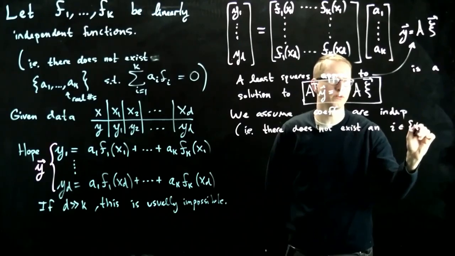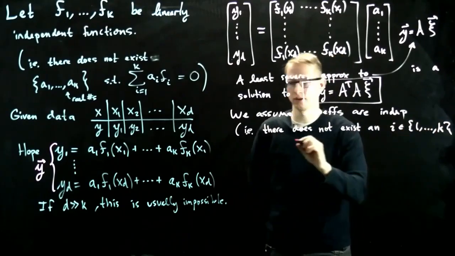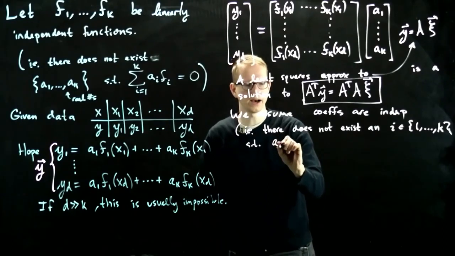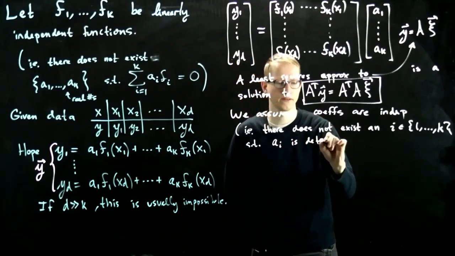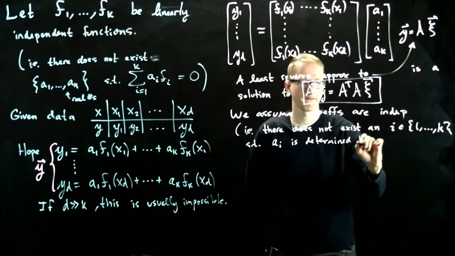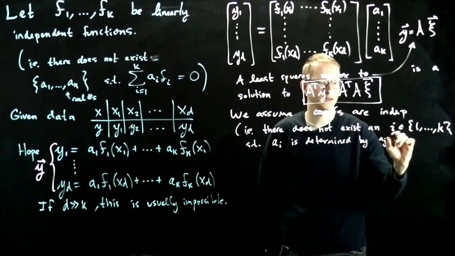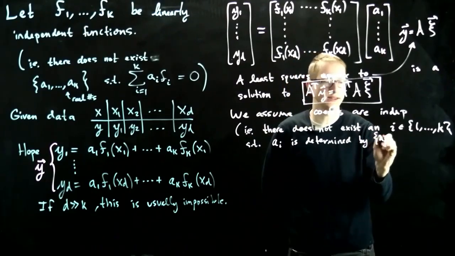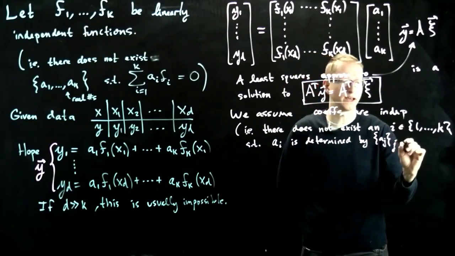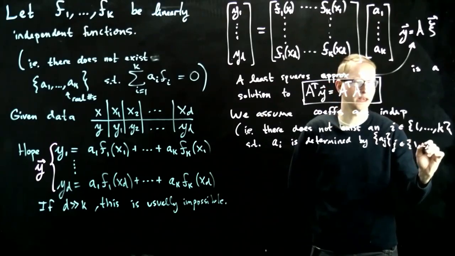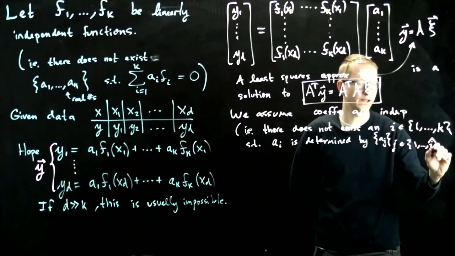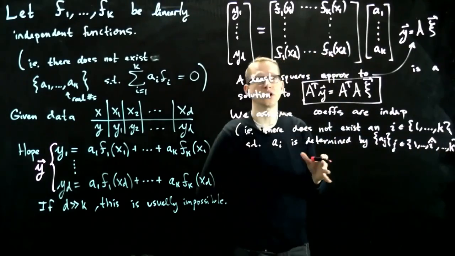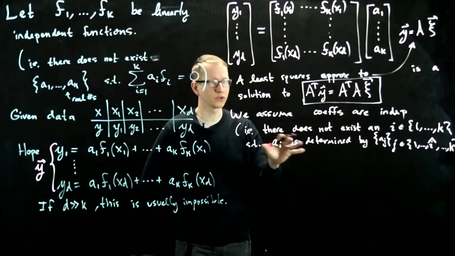And this just means, i.e., there does not exist an i from 1 through k such that ai is determined by all the other aj's. So let's say the set of aj's, where j is from 1, excluding i, so I wrote a little hat over that to exclude i, up to k. So in other words, in terms of all of the other coefficients. So we assume that they're independent.